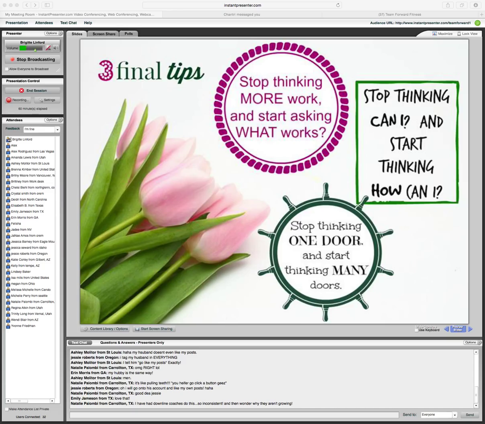And then the last thing I want you guys to focus on is to stop thinking one door and start thinking many doors. Because it's much better to consider that there are many possibilities and many answers to your questions. There are always options. And so there's more than one way to do this business and be successful. You can be creative, you can adapt, and find out what works for you, okay?